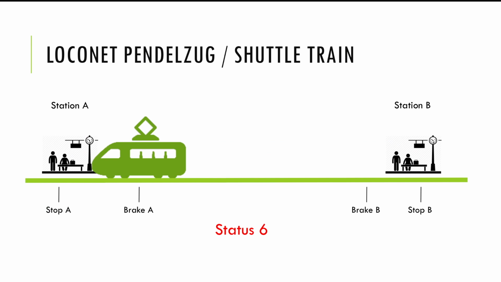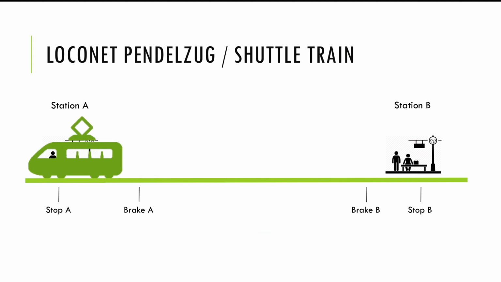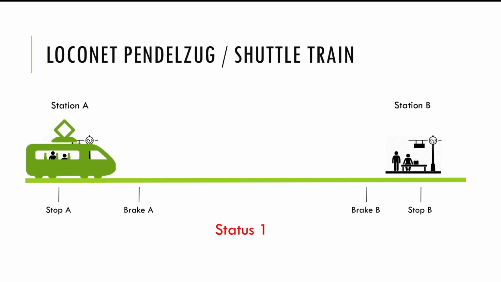The locomotive will start braking again, it will roll into station A at a steady pace, and we will hit the stop section in station A. We will change the state to 1 and we can start from the top again.